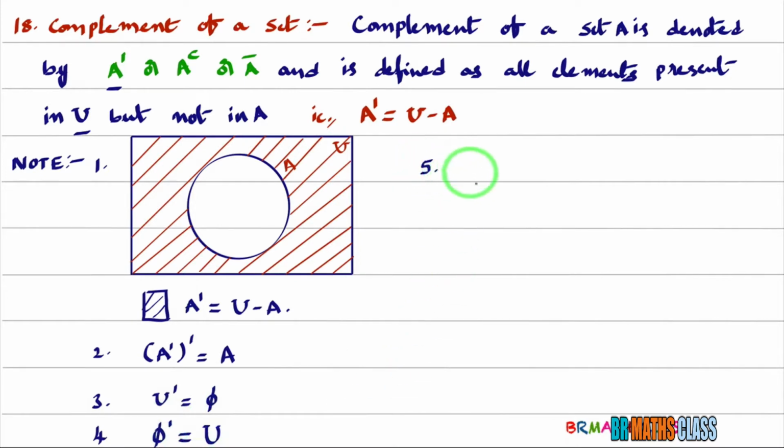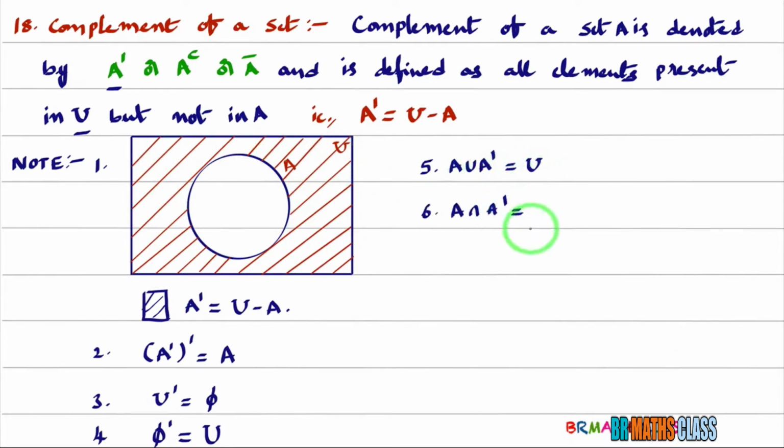Now see the 5th point. A union A dash. When we do A union A dash, what will you get? You observe here. This is set A and this part is A dash. When we do their union, what are you getting? You are getting the universal set. You can understand this easily. This circle is set A, and this lines part is A dash. If we do their union, we will get this total box. This total box is nothing but the universal set. So A union A dash is the universal set.